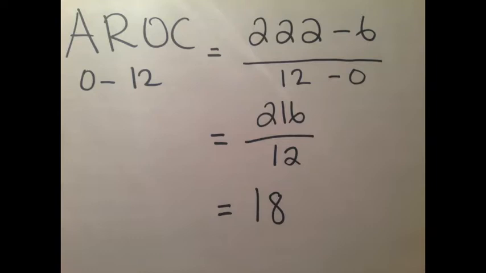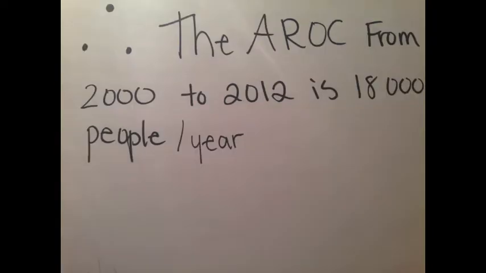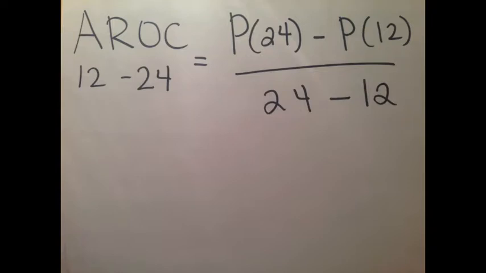Now let's solve for AROC from 0 to 12. Now that we have solved AROC from 0 to 12, we came to a solution of 18. But we can't forget that the population is in thousands, so it's 18,000 rather than 18. Now let's move on to solve AROC from 2012 to 2024.